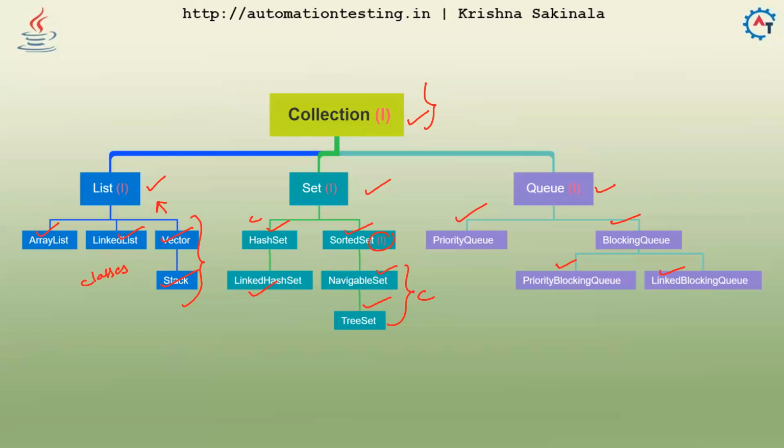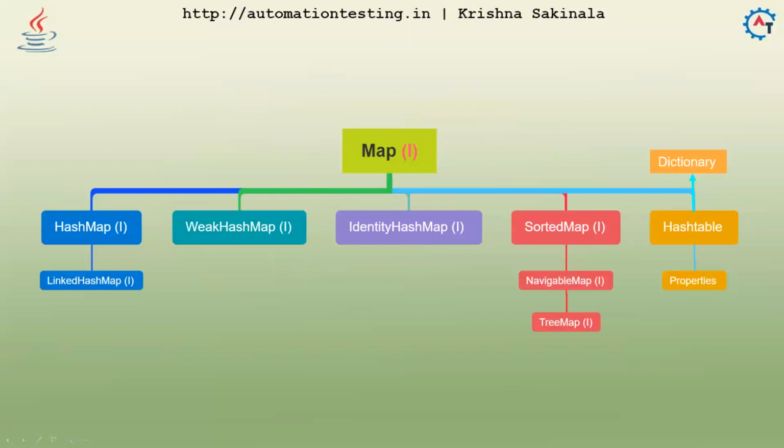So let me clear this. This is one part of the collections framework. Apart from Collection, we have one more called Map. Map is also part of the collections framework. Map is the parent interface, and under that you have multiple ones: HashMap, WeakHashMap, IdentityHashMap, SortedMap, which is an interface, and Hashtable, which is a class.